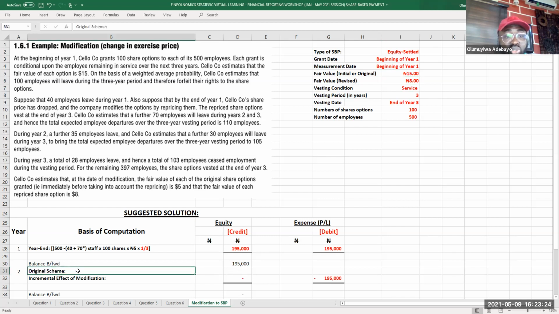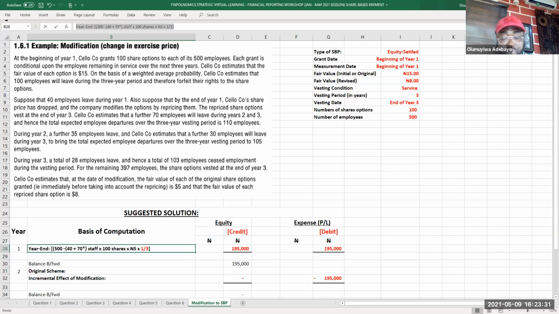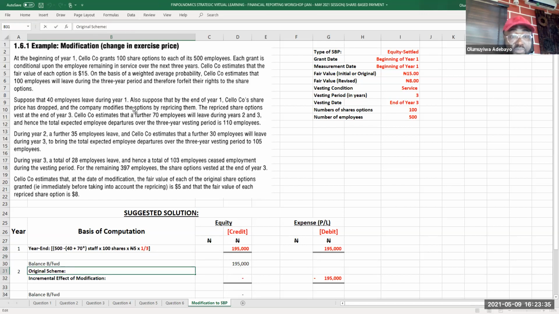Now, the original scheme continues to operate, and it operates on the premise that as at the year end, 40 have gone before. Now, when you check the question, during year 2, a further 35 left, which means apart from 40, 35 left. And we estimated that a further 30 will leave. That gives us the number of staff. Multiply by 100, multiply by 15, not 5. And we are in the 2nd year, which is 2/3.